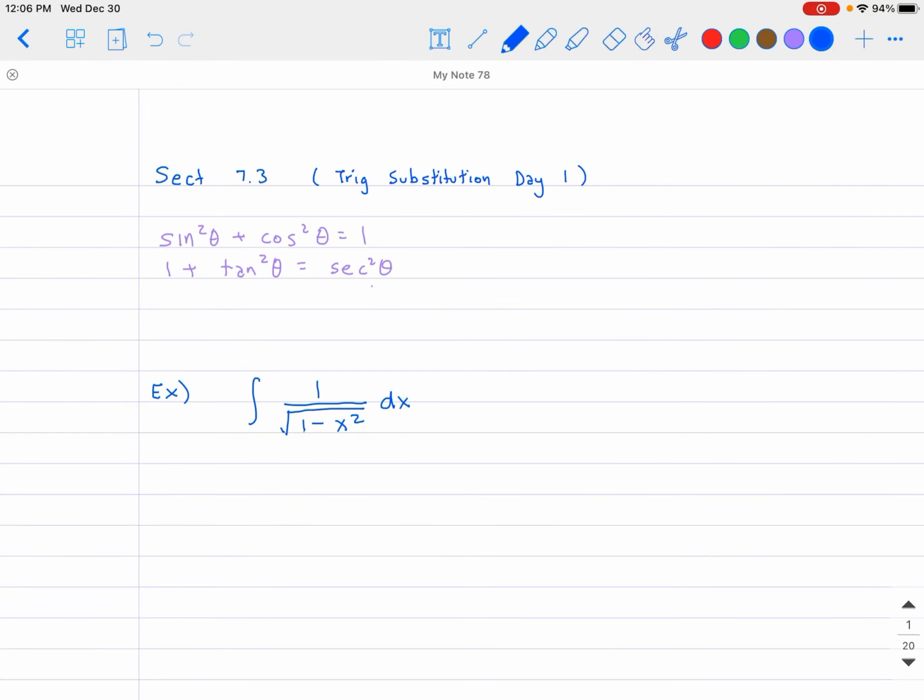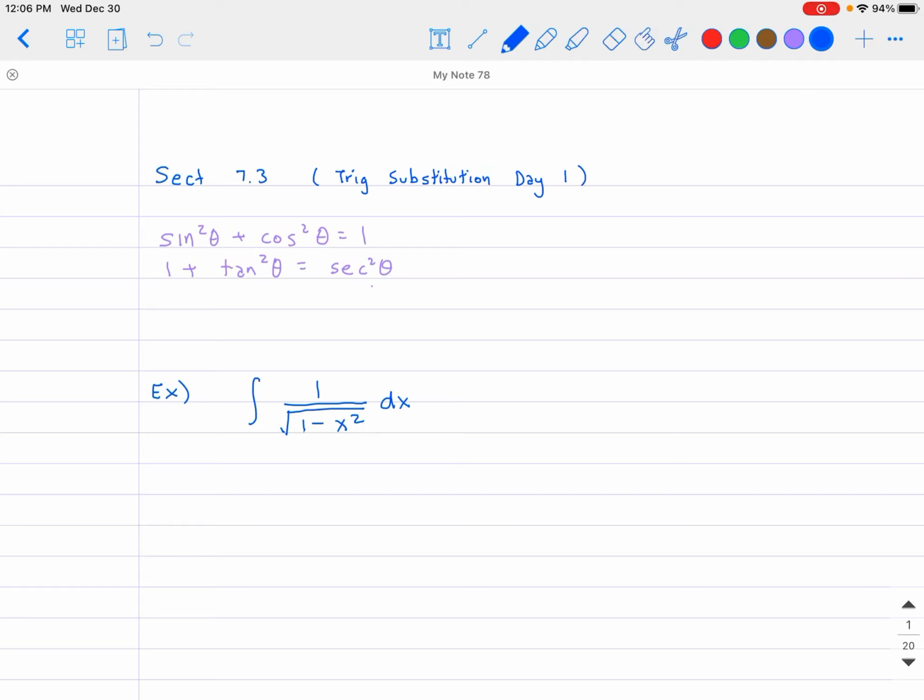Hello and welcome everybody. Today in calculus, we will be looking at section 7.3, which is on trig substitution. Now this section, we're going to have to break it into two parts because it is a little dense, and I want to make sure that we can get through this as thoroughly as possible. So without further ado, let's go ahead and get started.